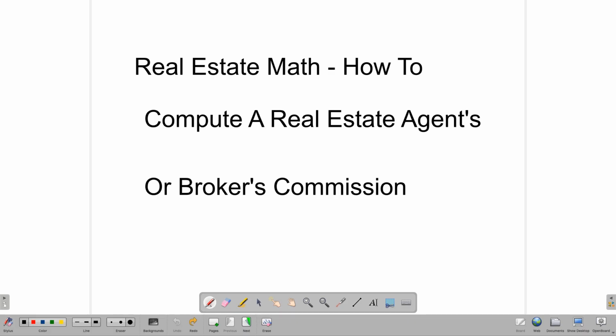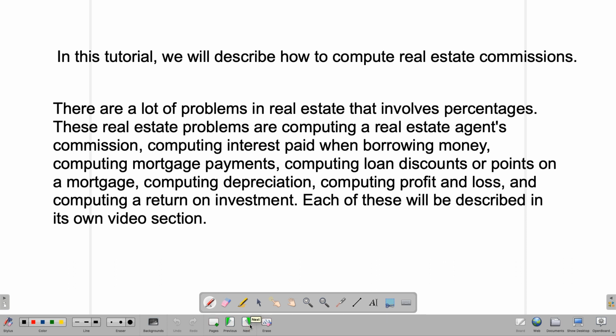Real estate math. How to compute a real estate agent's or broker's commission. In this tutorial, we will describe how to compute real estate commissions. There are a lot of problems in real estate that involve percentages.